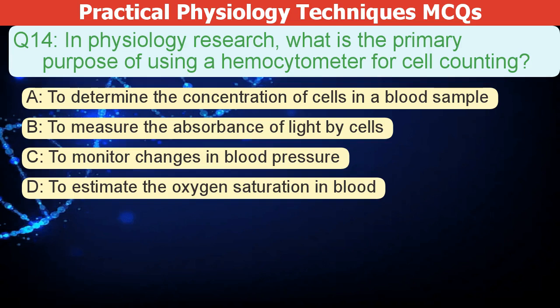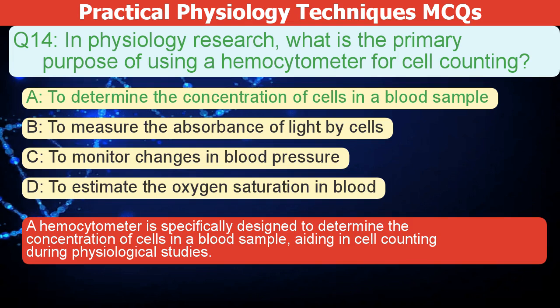In physiology research, what is the primary purpose of using a hemocytometer for cell counting? A. To determine the concentration of cells in a blood sample. B. To measure the absorbance of light by cells. C. To monitor changes in blood pressure. D. To estimate the oxygen saturation in blood. The correct answer is A. A hemocytometer is specifically designed to determine the concentration of cells in a blood sample, aiding in cell counting during physiological studies.